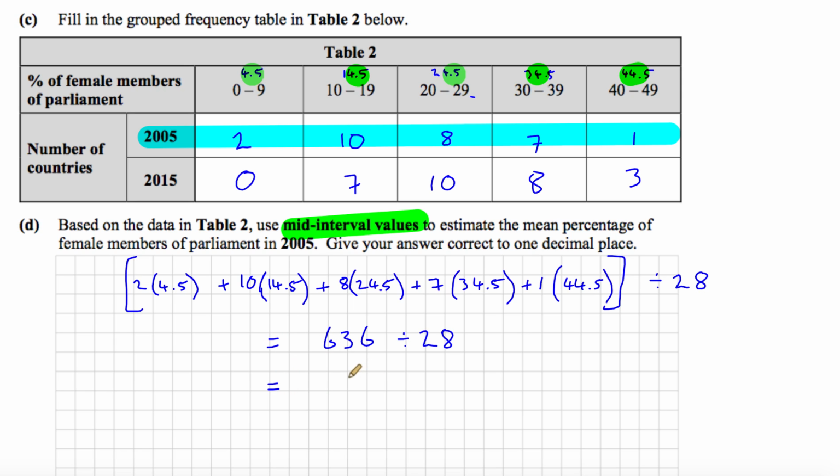And that gives us 22.71. On it goes. But they want the answer correct to 1 decimal place. So if it's 1 decimal place, we look at this one here. Does that affect the 7 in front? No. So it's 22.7. That's our estimate for the mean. And that's a percent. And that's the end of part D.